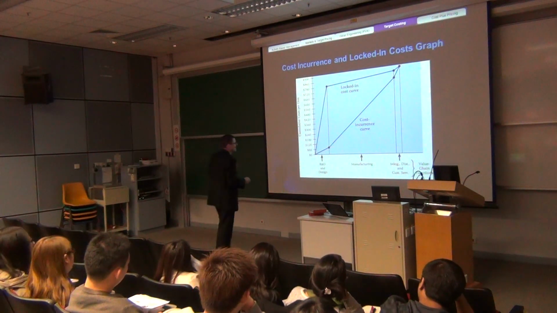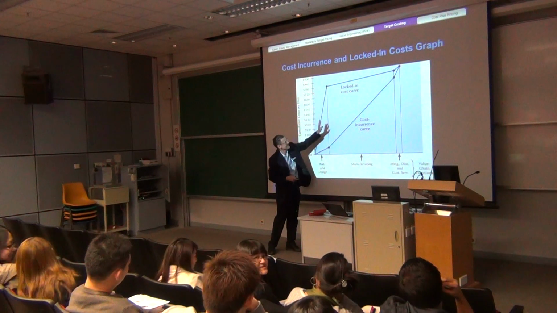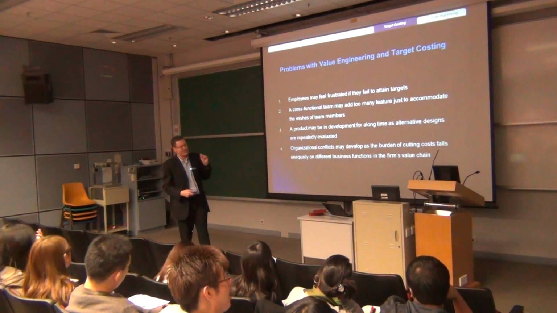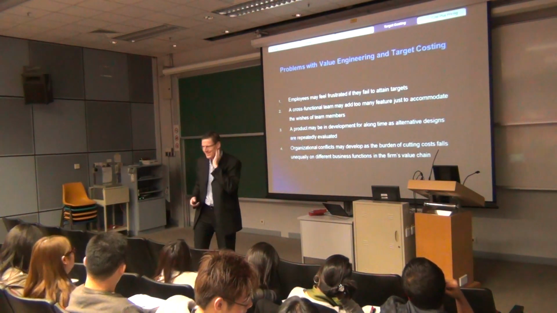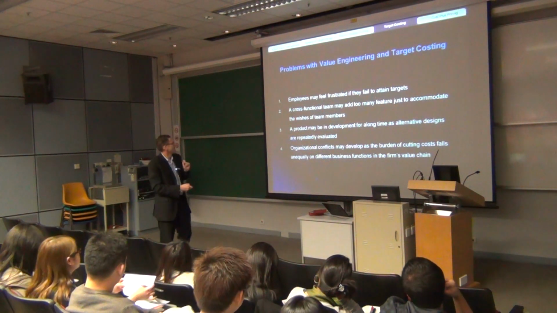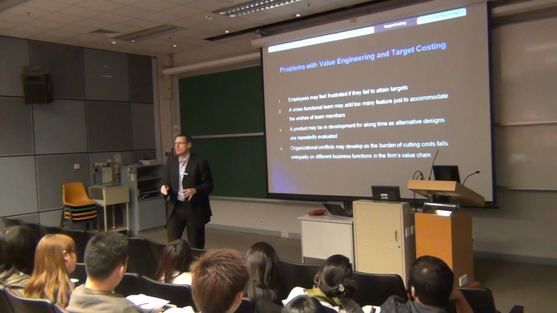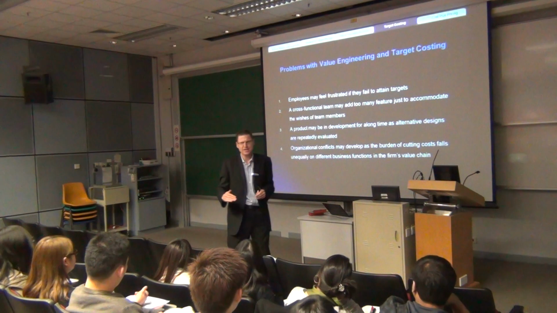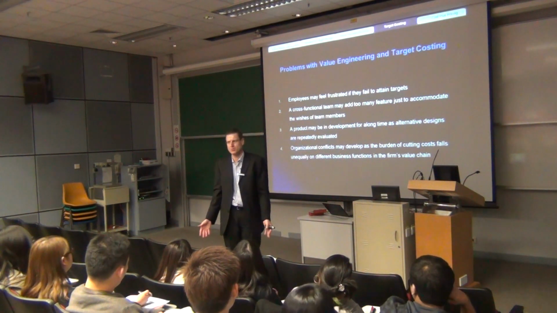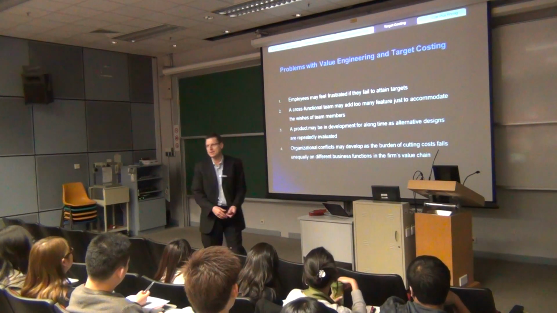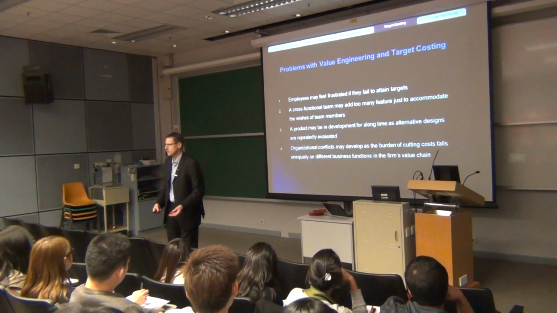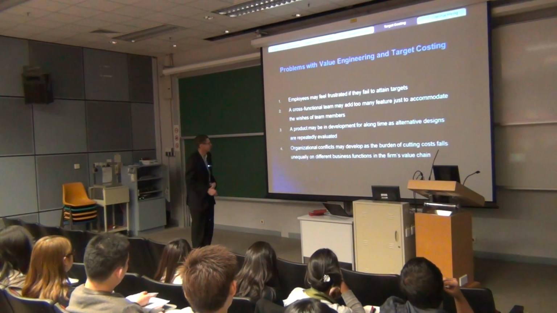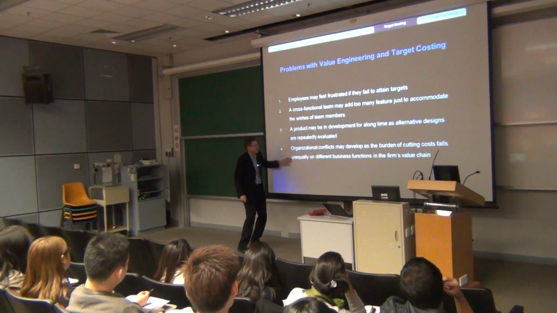Okay. All right. Okay. Locked in cost incurrence. Problems of value engineering target costing. There are problems. This is a very engineering approach, okay? Because you're taking a systematic approach to solving problems and you don't care about the human side, then humans may feel bad in some way, all right? For many reasons. Incentive problem, frustration problem, or focus problem, or some human problem. So that's why employees may feel frustrated if they fail to attain targets. And there are many other items here.